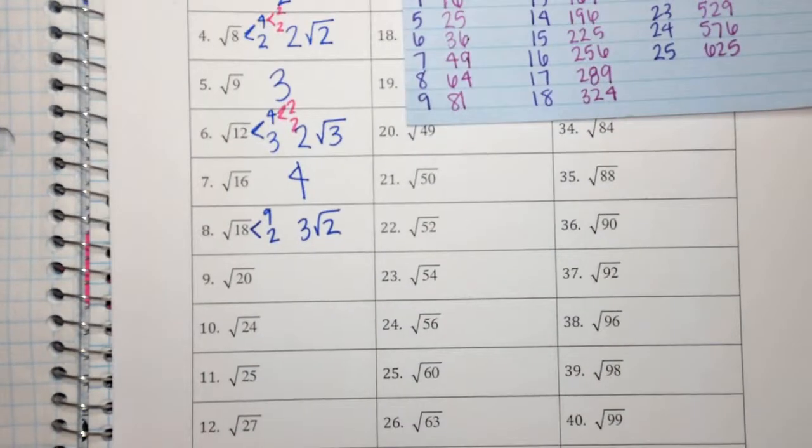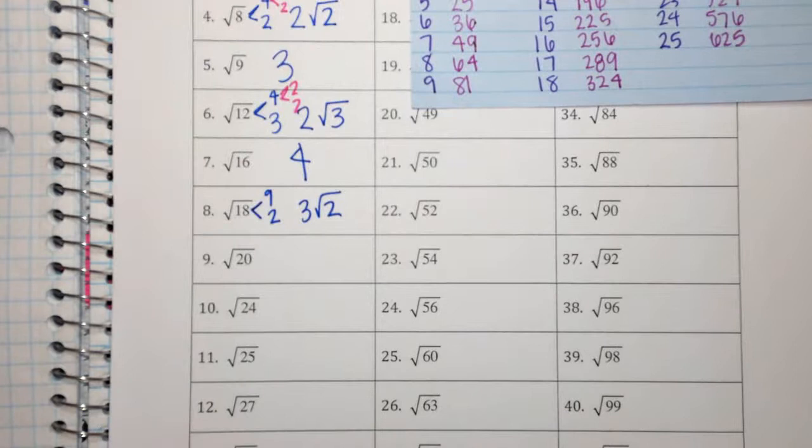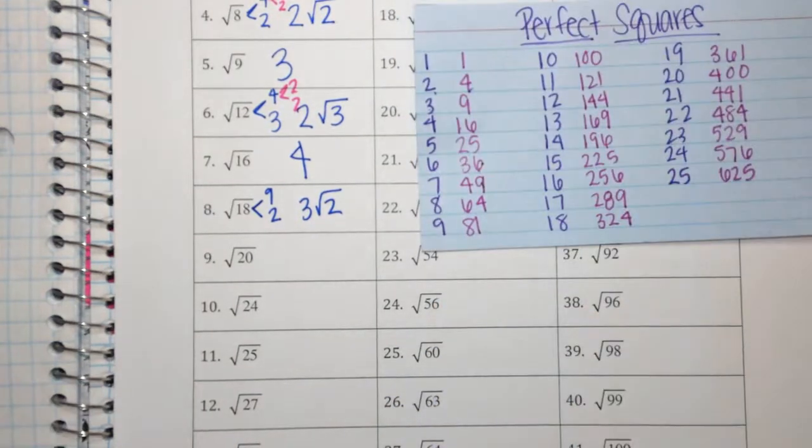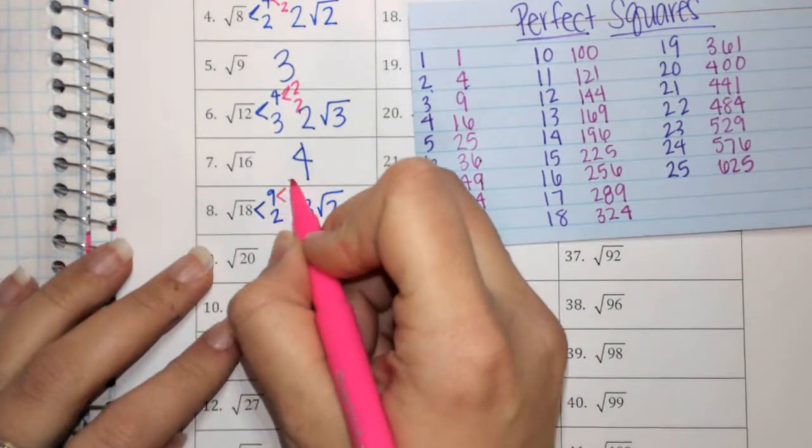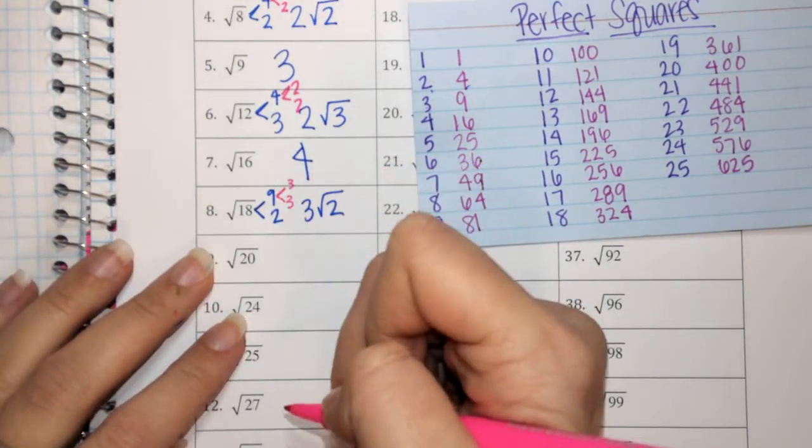Did everybody get 3 root 2? Yes. Did it have to be the biggest? 9 is the only perfect square that goes into 18. How did I get 9? How did I get 3? Oh, it has to be the purple number. Obviously blue. 9 is 3 and 3.